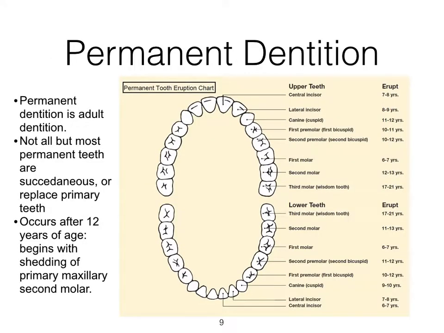And permanent dentition is just the adult dentition. Not all, but most permanent teeth are succedaneous, which just means that they replace the primary teeth. With the primary dentition, we had incisors, canines, and then molars. But with permanent dentition, we have the addition of premolars. So incisors, canines, and molars would be considered succedaneous, and premolars would not, since there are no premolars to replace in the primary. This occurs after 12 years of age and begins with the shedding of the primary maxillary second molar.